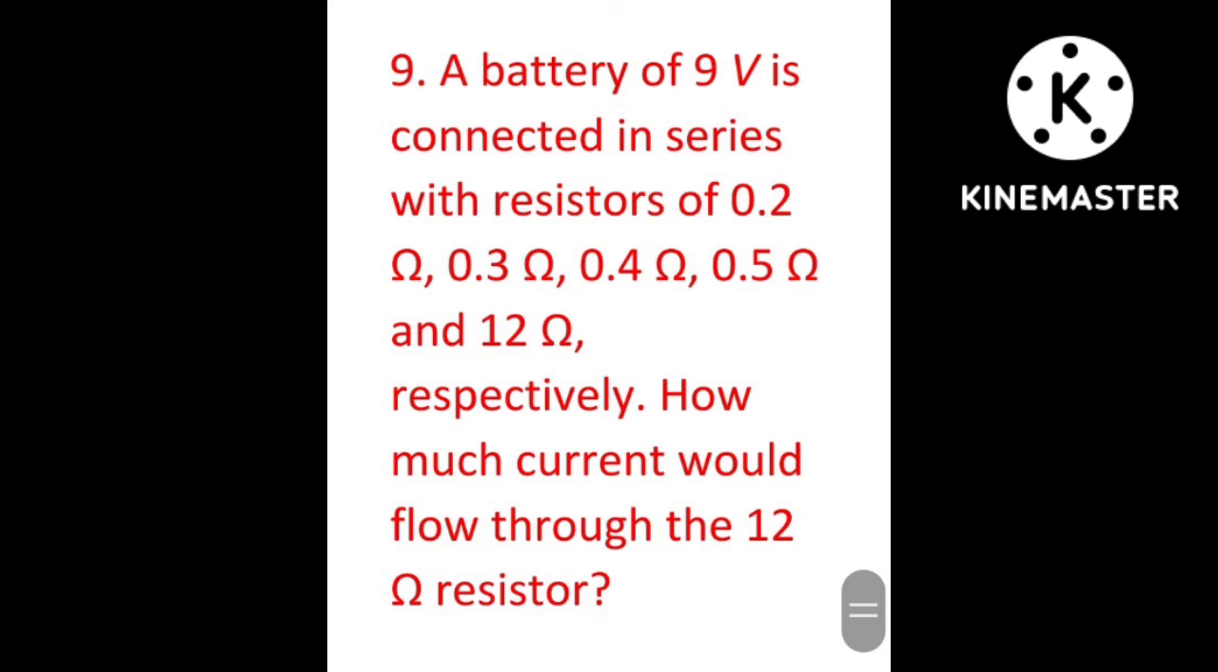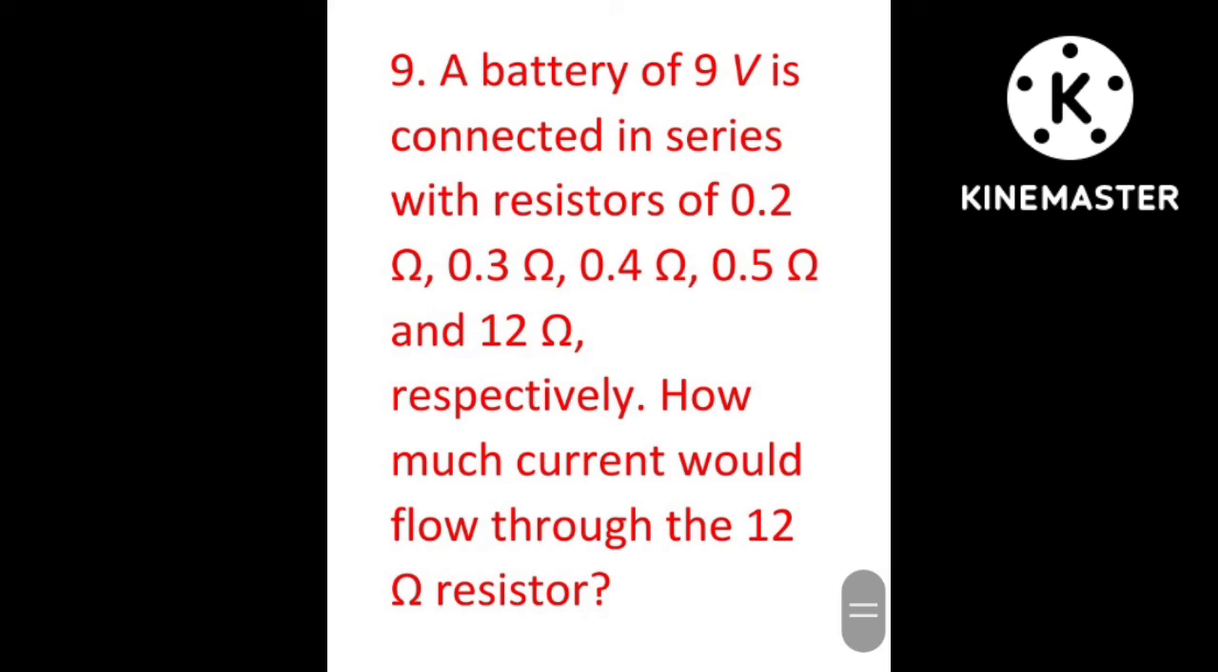Now we can move to question number 9. The question is, a battery of 9 volt is connected in series with resistors of 0.2 ohm, 0.3 ohm, 0.4 ohm, 0.5 ohm and 12 ohm respectively. How much current would flow through the 12 ohm resistor?